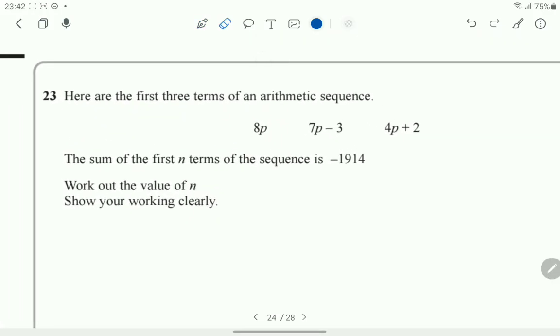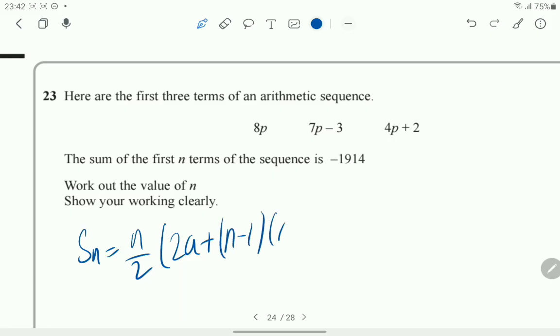Question 23. Here are the first three terms of an arithmetic sequence: 8p, 7p minus 3, 4p plus 2. This is the first, second, and third terms. The sum of the first n terms of the sequence is minus 1914. Work out the value of n. So the formula for the sum is n over 2 times 2a plus n minus 1 times d, and this equals minus 1914.